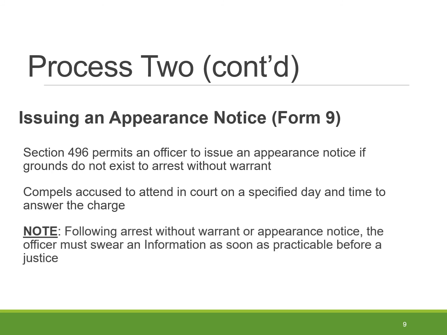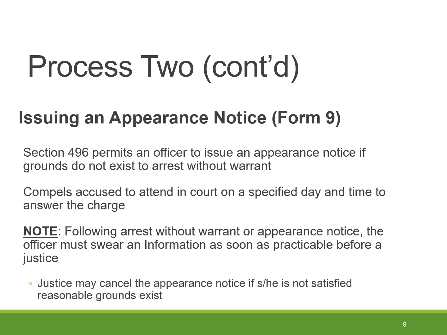Note, following arrest without a warrant or an appearance notice, the officer must swear an information as soon as practicably possible before a justice. So the information always has to follow. Again, that's that Form 6 in your textbook. A justice may cancel an appearance notice if he or she is not satisfied reasonable grounds exist. So the police officer can do an appearance notice, but the justice of the peace or the judge has to approve of it and can say, no, you're not going forward. I don't want to see them.